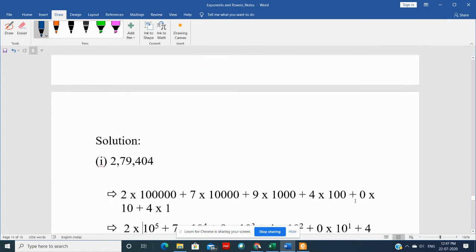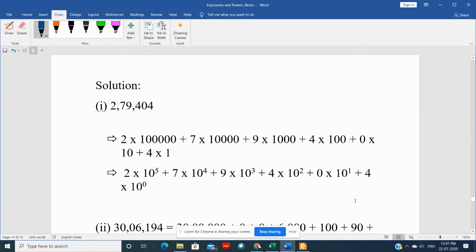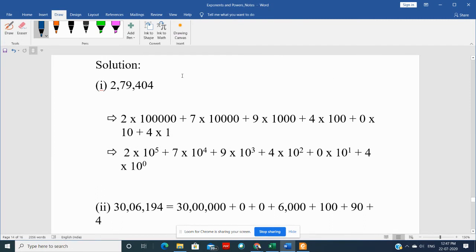Let's see this sum. 2,79,404. All right? Now this is 2 lakh. So what we will do here is 2 into 1 lakh. We know that in 1 lakh there are 5 zeros, so naturally 2 into 10 raised to 5. This 7 is at the 10,000 place value, so 7 into 10,000. In 10,000 there are 4 zeros, so we can show it as 7 into 10 raised to 4.